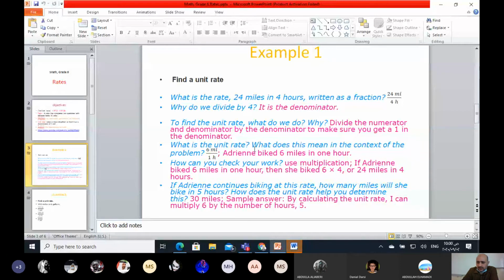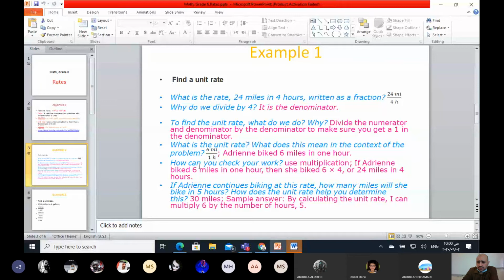So what is the unit rate? What does this mean in the context of the problem? So 24 now divided by 4 will be 6, and 4 divided by 4 will be 1. So now we have a unit rate. Why unit rate? Because here we have 1, down here we have 1.